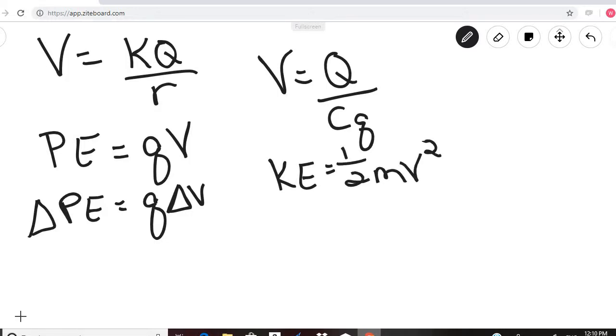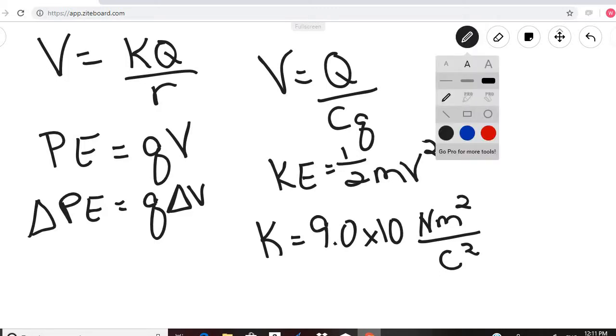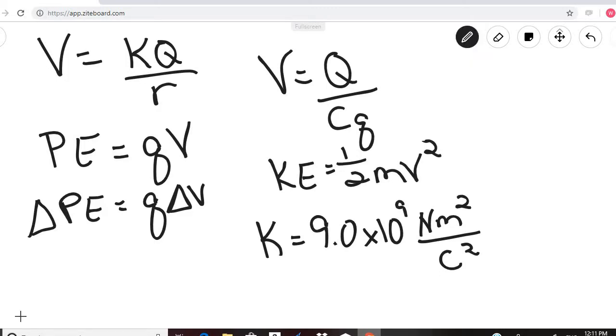Okay, so those are the formulas you would need to know, and the one constant that you would need to know, which you will be given, is 9.0 times 10 to the 9th Newton meters squared over Coulomb squared. That's equal to K. Okay, so those are the formulas that you would need to know, and we will jump in and get going.